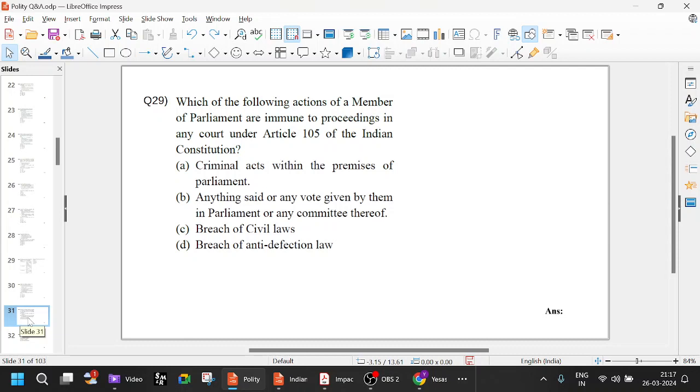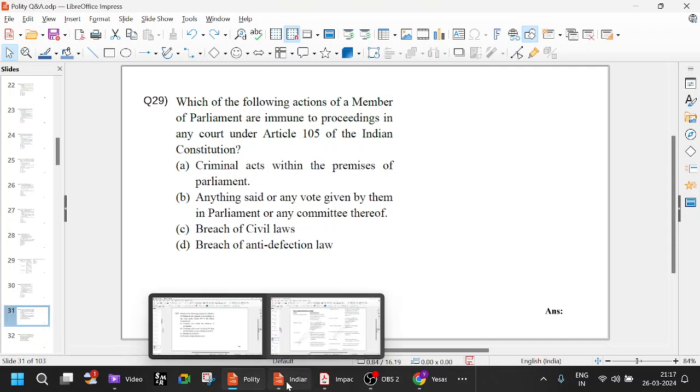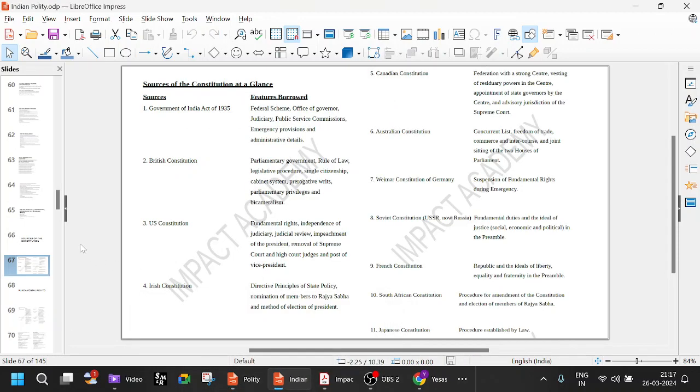Which of the following actions of a Member of Parliament are immune to proceedings in any court under Article 105 of the Constitution? So, let us quickly look at Article 105.